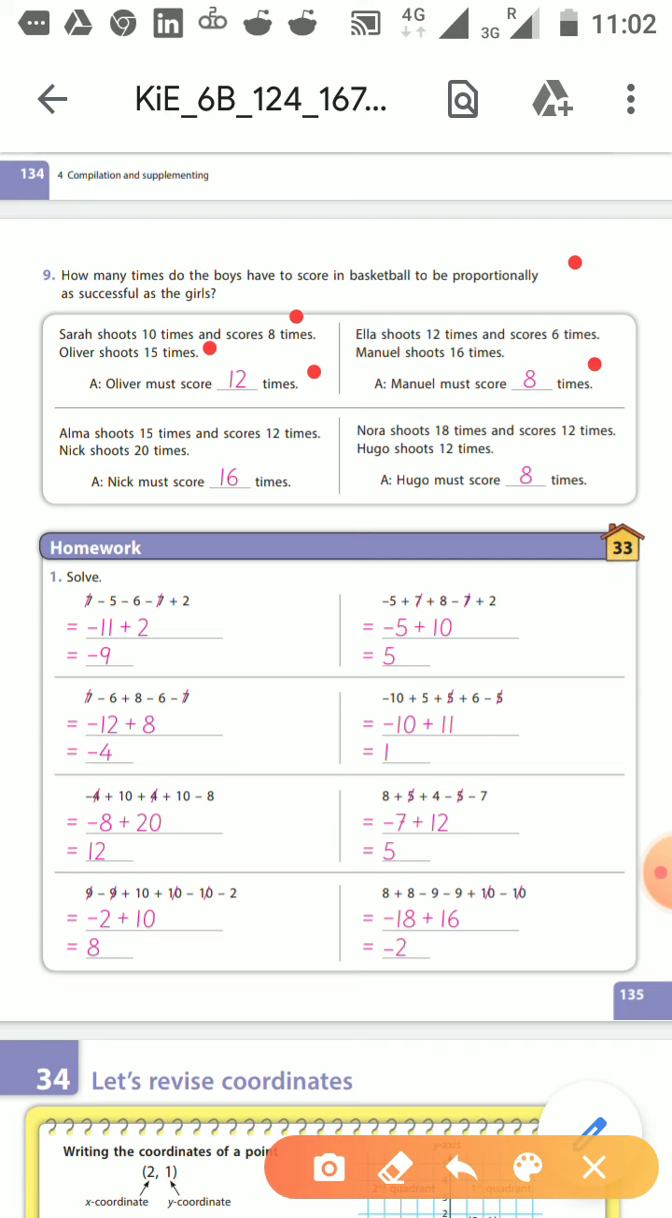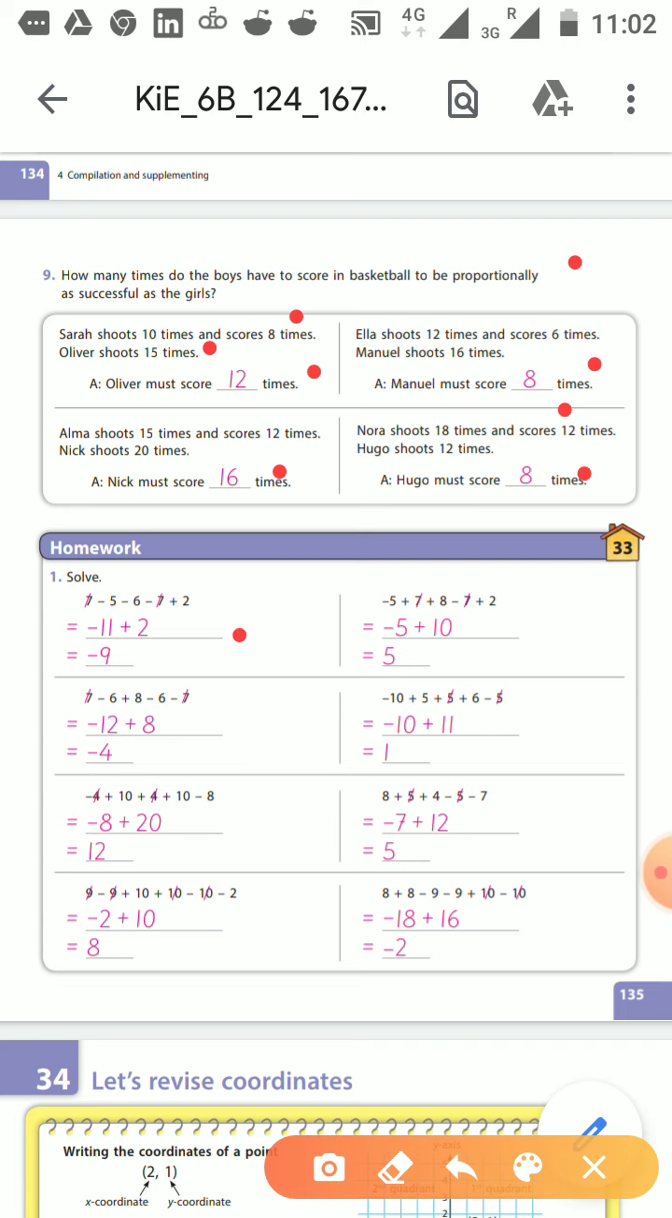Here we've got Ella, scores 3 out of 6. Okay. So that's a half, isn't it? Therefore, Manuel, if he shot 16 times, would need to score 8. That's proportionally the same. It's a half. And then we've got the others there.